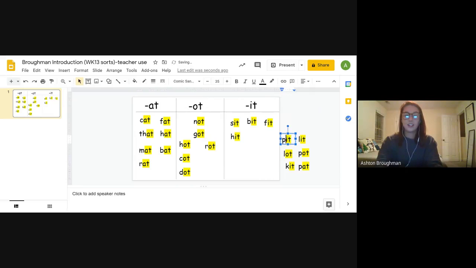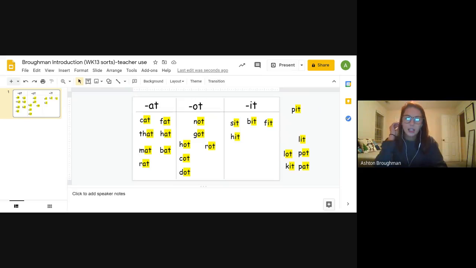Good. Have a few more. Look at this one. What letter does this word start with? Good. This word starts with the letter P. What sound does the letter P make? Yes. Good. And then there's IT again. What sound does IT make? It. Good job. It. It.